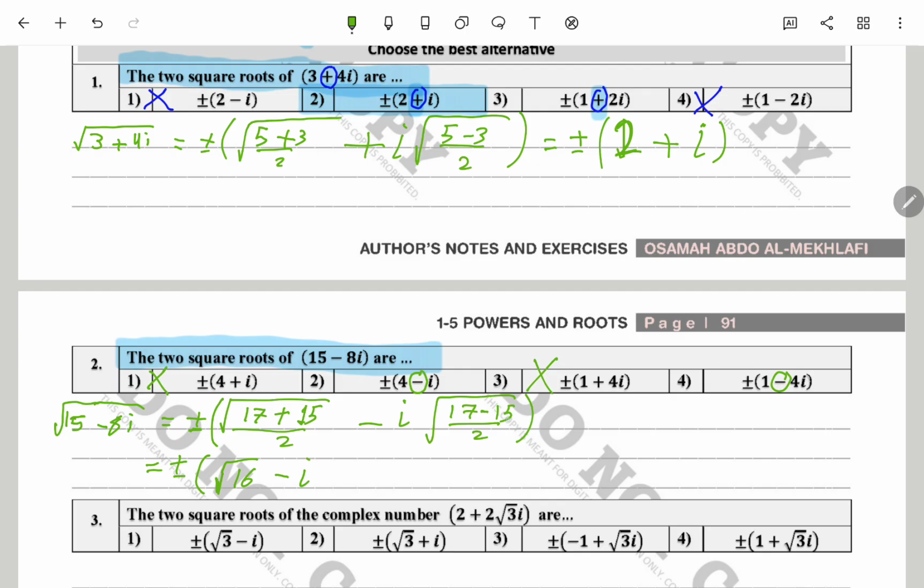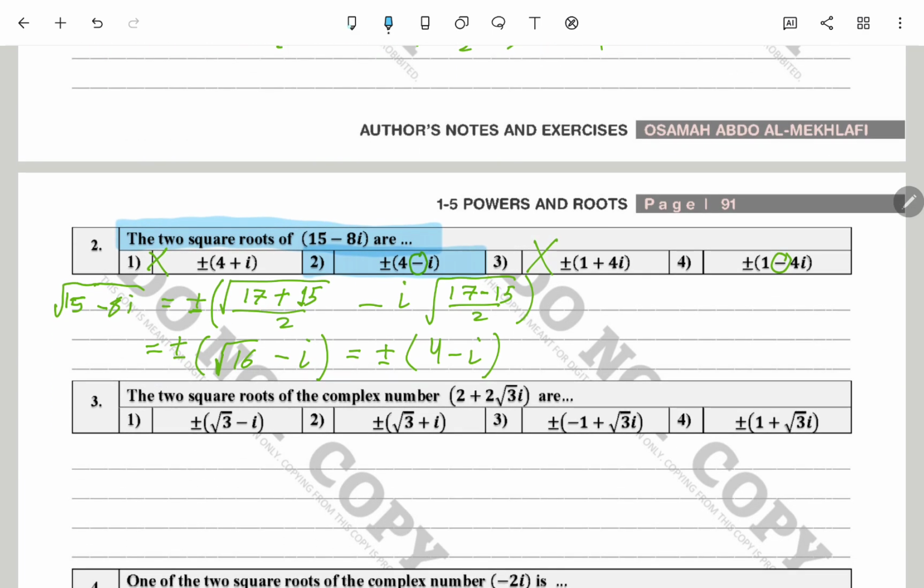17 minus 15 is 2, divided by 2 is 1. So no need to write this one. Then continue by writing plus and minus square root of 16, which is 4, minus i. So we are going to choose the second choice, not the last, which is going to be this one.